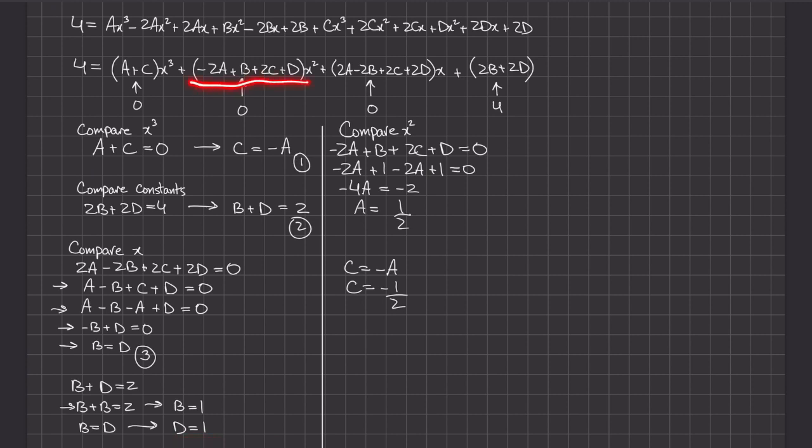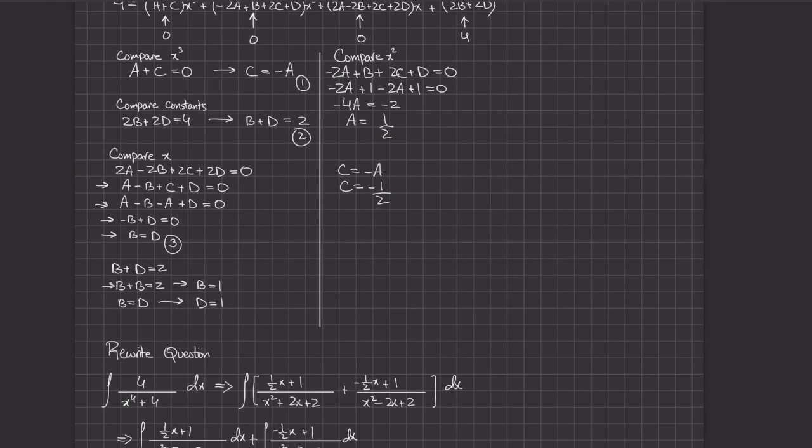Finally, we compare the x squared terms. Negative 2a plus b plus 2c plus d equals 0, and plug in the values for b and d as 1 and c as negative a. Hence, a equals 1 over 2, and so c equals negative 1 over 2.